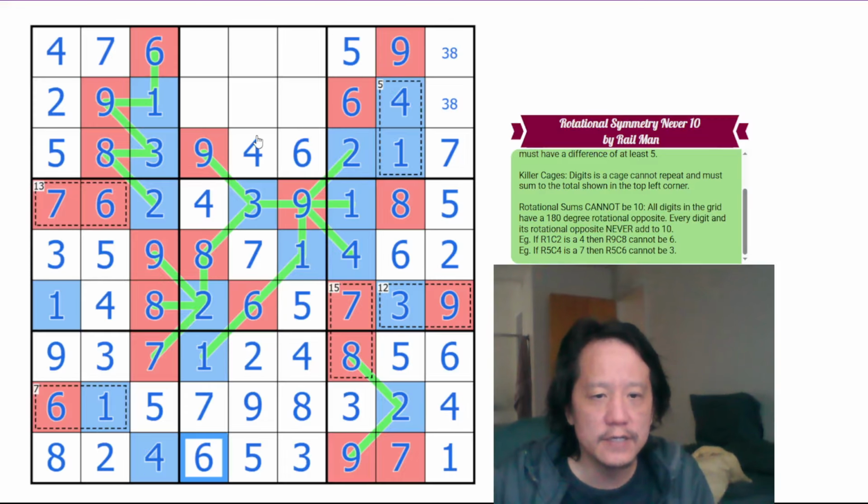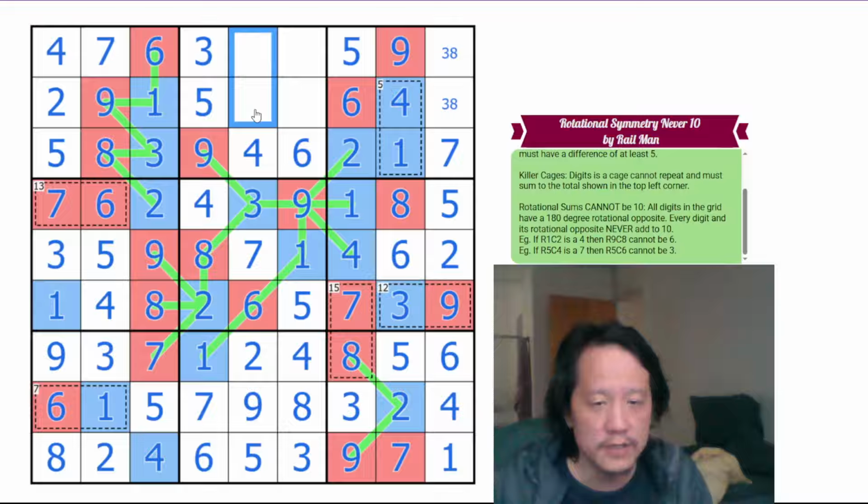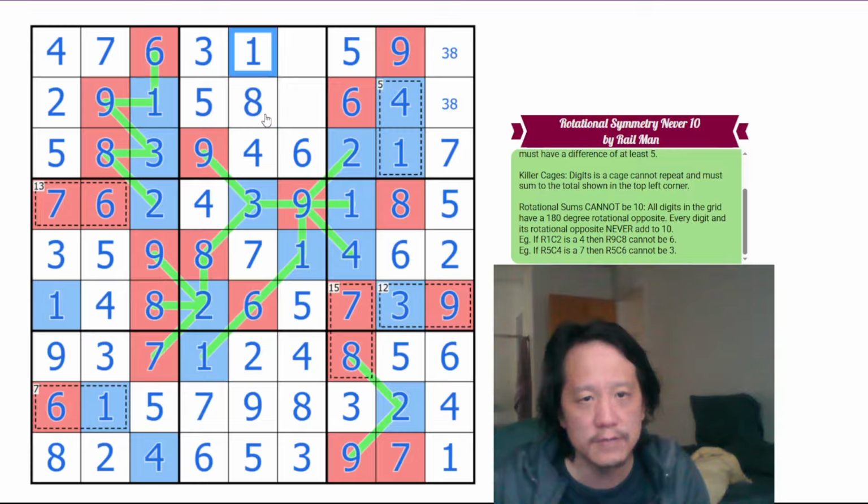Remaining digits in column 4. We have 3 and 5. This can't be 5 because of the 5 in the row. So this is 3, that's 5. Remaining digits in column 5, 1 and 8. This can't be 1 because of the 1 in the row. So this is 8 and 1.